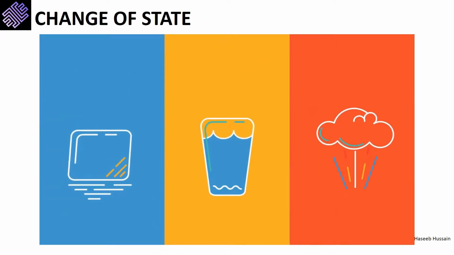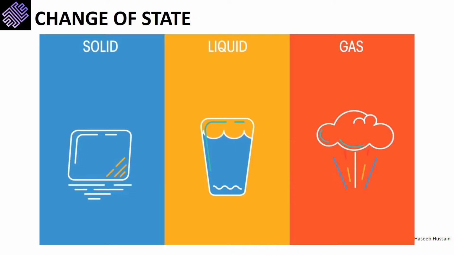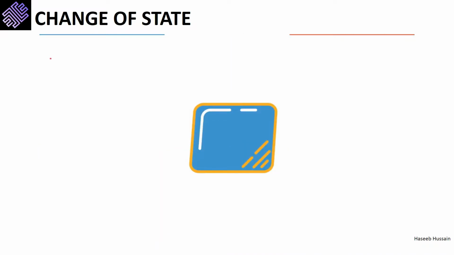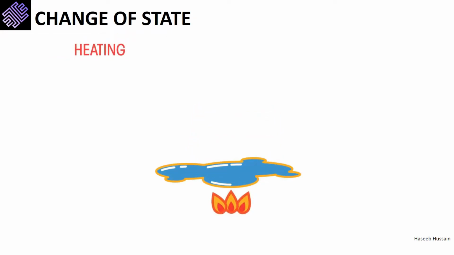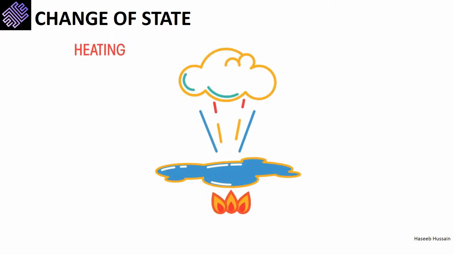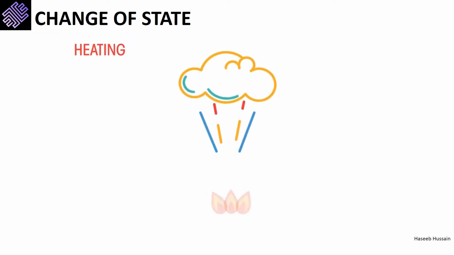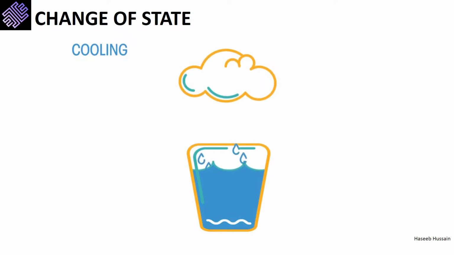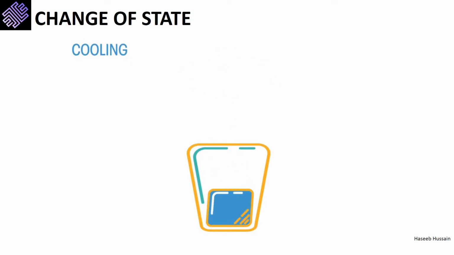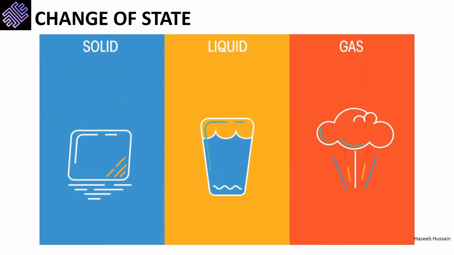In the previous session, we talked about the three states of matter: solid, liquid, and gas. The three states are interchangeable, meaning when you heat a solid, it changes to liquid, and upon further heat, it transforms into a gas. Conversely, if you cool the gas, it condenses into a liquid, and upon further cooling, it turns back into a solid.